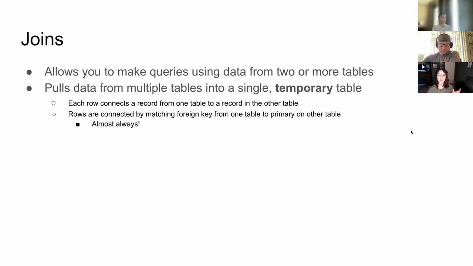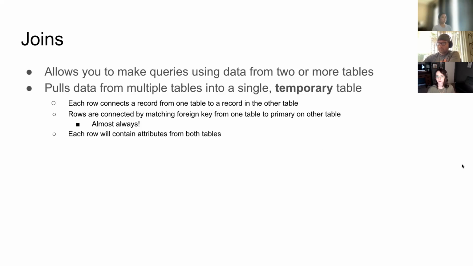And this is almost always true. You can override this behavior and join on another column or another attribute, but we won't be doing that in mod 2. It's technically possible, but for the sake of what we're learning, we just need to remember that rows are connected by matching up the foreign keys and the primary keys between 2 tables. And each row will contain attributes from both tables.